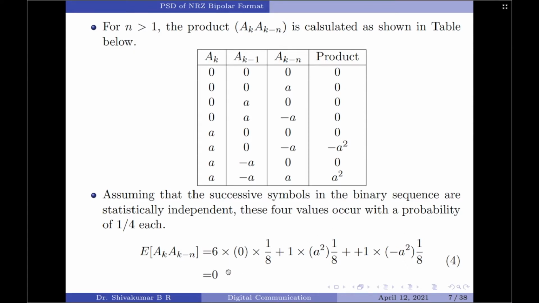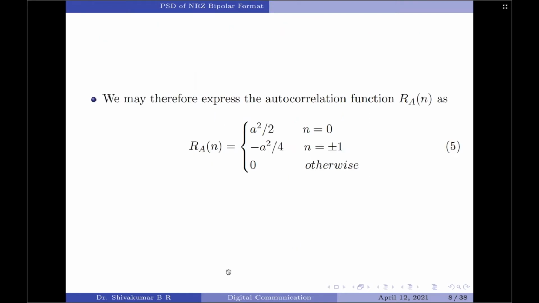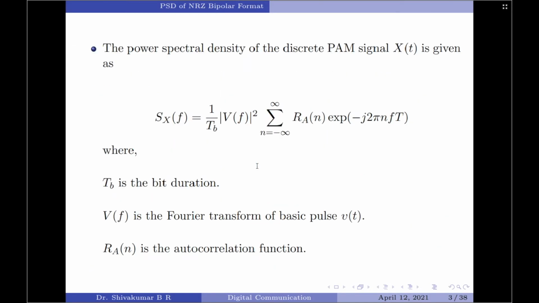Now we will write all of these values for the autocorrelation in one single expression, which is R_a of n equals, for n equal to 0, a squared by 2. When n is equal to plus or minus 1, we have minus a squared by 4. And lastly, when the magnitude of n is greater than 1, R_a of n is 0. Right. So with that, we have completed the computation of the autocorrelation part. Let us now move on to find V of f.